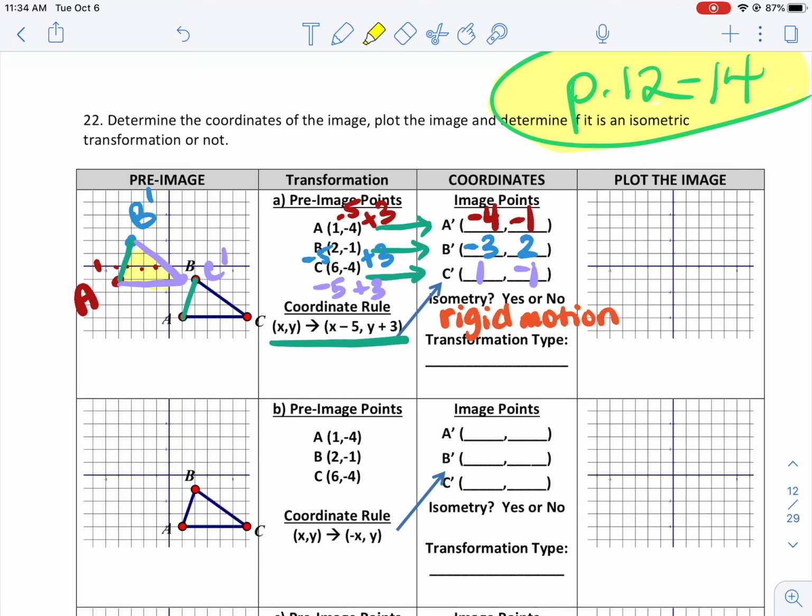What do we notice about these two shapes, though? They are congruent. So this transformation is basically a slide. What we did is we started with our original and we just moved it over. This is called a translation. And is this a rigid motion or an isometry? It is, because the shapes are congruent.